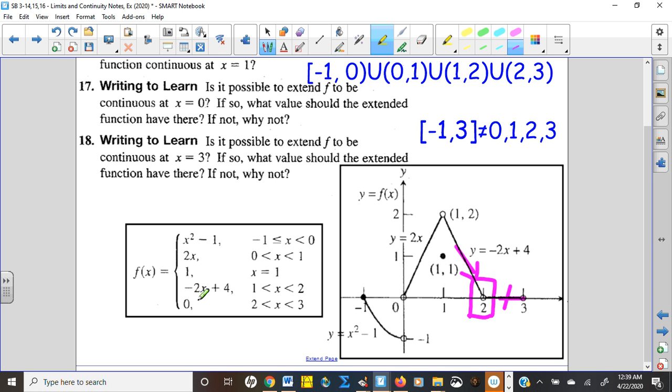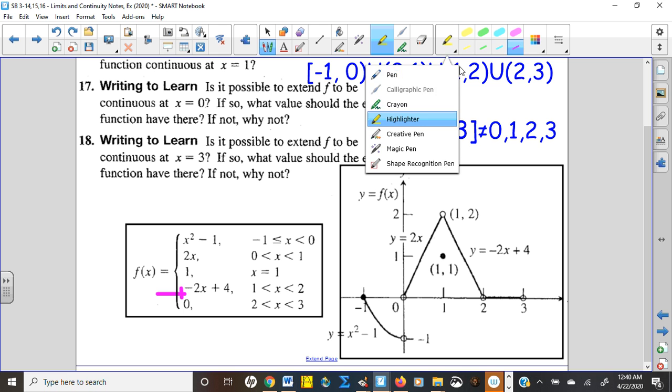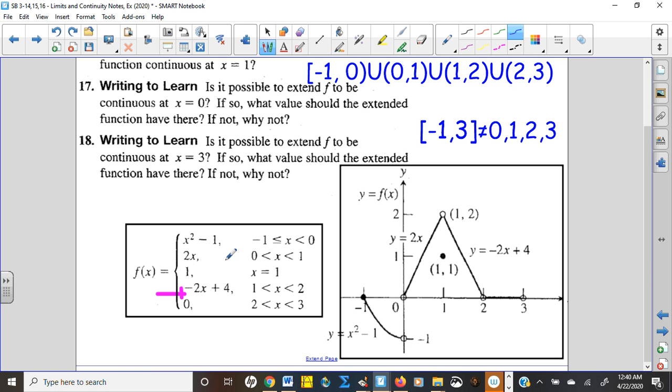X approaches 2. But there's a hole there, so there's a removable discontinuity. So what can I do with this function to fix that? Well, the easiest thing to do is probably to say that f of x is equal to 0 at x equals 2.